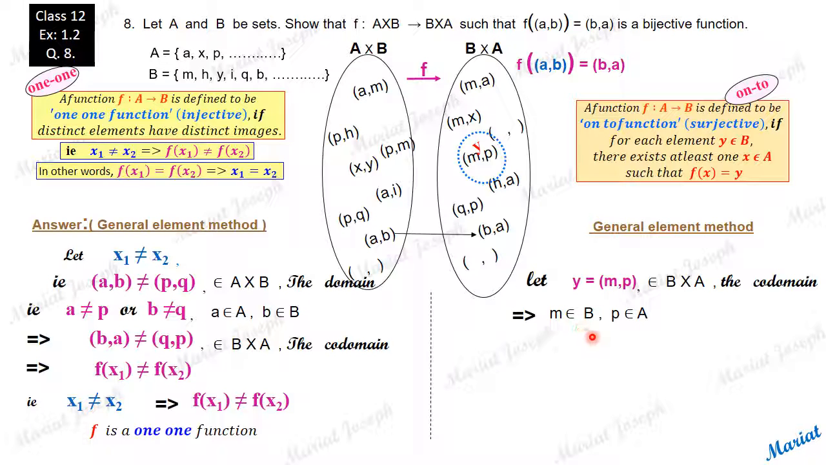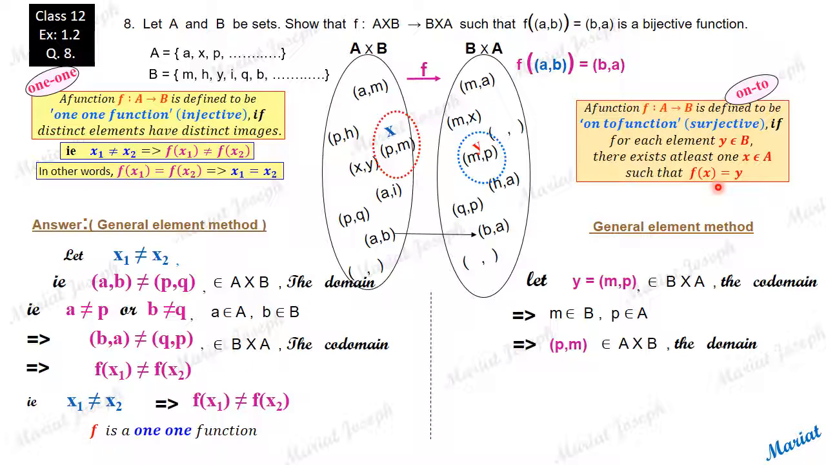Now if M belongs to B and P belongs to A, the pair PM would belong to A cross B. So corresponding to MP, we could find a PM in the domain. Yes, if MP is available in B cross A, there will be an ordered pair PM in the domain A cross B. Two stages of the definition we have completed. We have taken an element in the codomain and we could get a corresponding element in the domain.